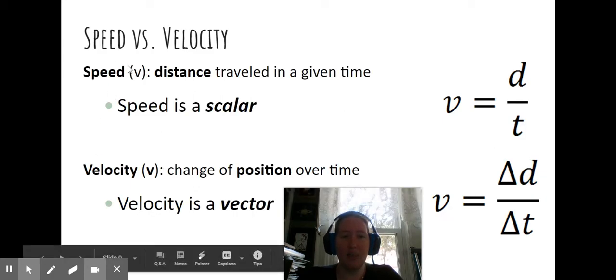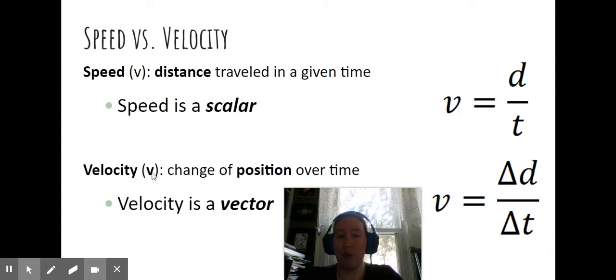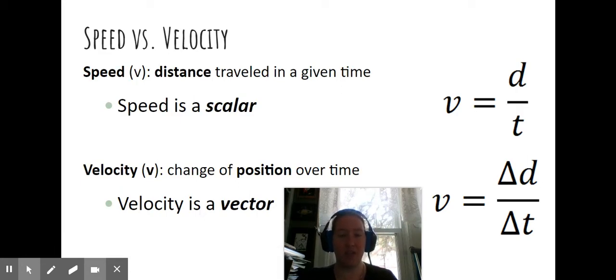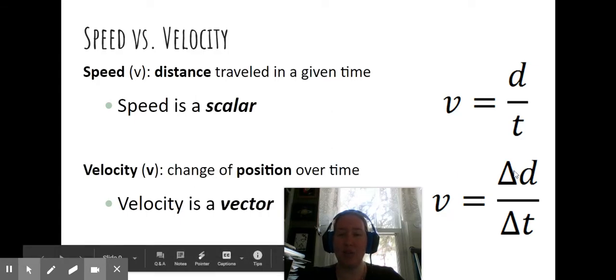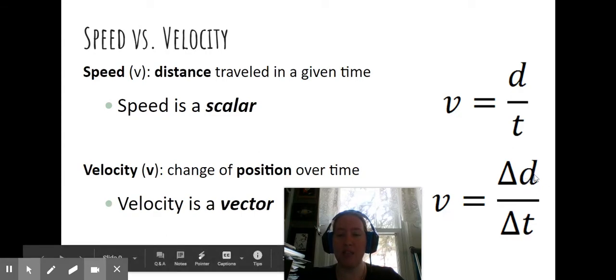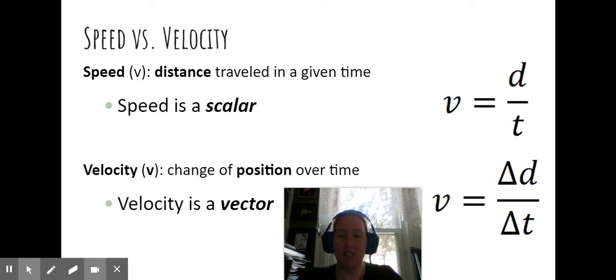So velocity and speed are pretty similar. Velocity is represented by a lowercase v as well, and sometimes you'll see it with a little bar over the top. When it has a little bar over the top, that means it's a vector. You might not always see that. Velocity is your change in position over time. It's not distance over time, it is displacement over time. So velocity has direction. It's a vector. Velocity is equal to change in position, or your displacement, over change in time. And you might see this as delta d, delta x, or delta y. Any of these values can be used to represent position.